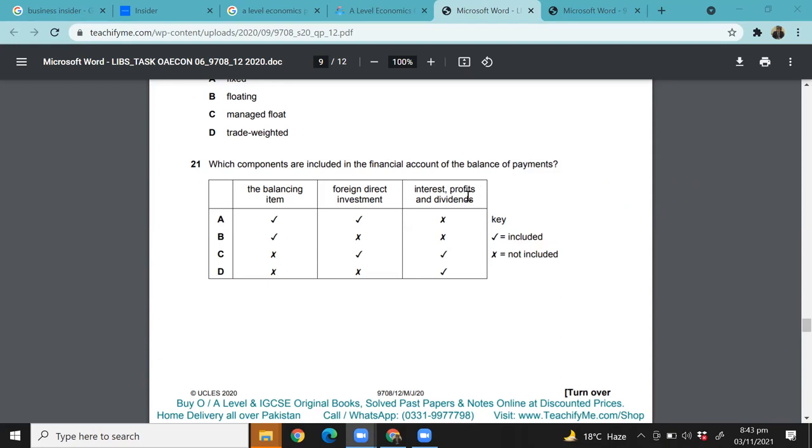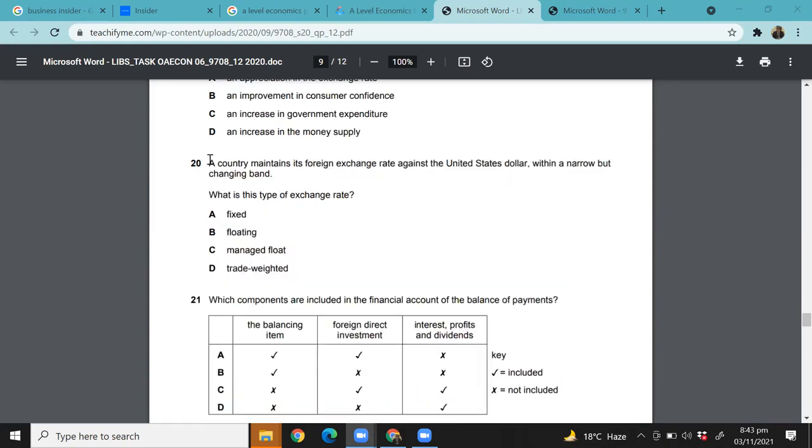Okay. Now the next question says, a country maintains its foreign exchange rate against the United States dollar within a narrow but changing band. What is this type of exchange rate? Fixed, floating, managed float, trade weighted. What is this type of exchange rate called?